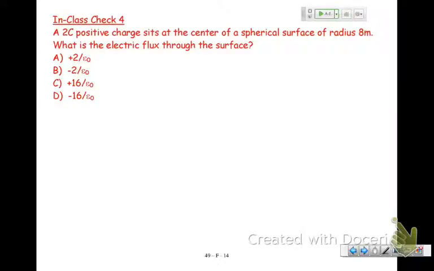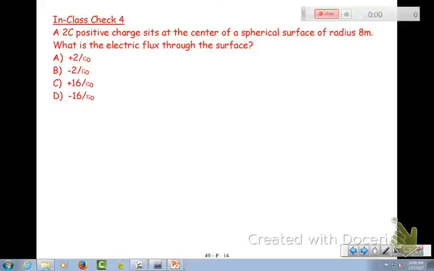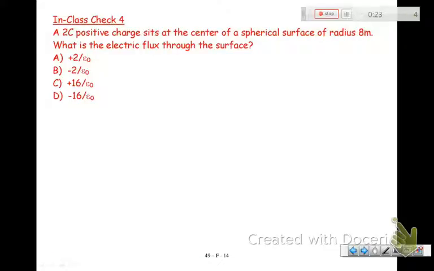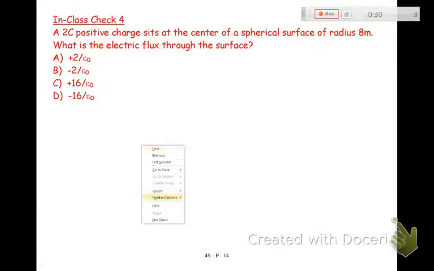So let's do this as a question. Let's get your clickers going. A 2 coulomb positive charge sits at the center of a spherical surface of radius 8 meters. Spherical Gaussian surface, I suppose it should say. Well, I said surface and surface, but think of it as a Gaussian surface. What is the electric flux through that surface? So, what do you think, class?